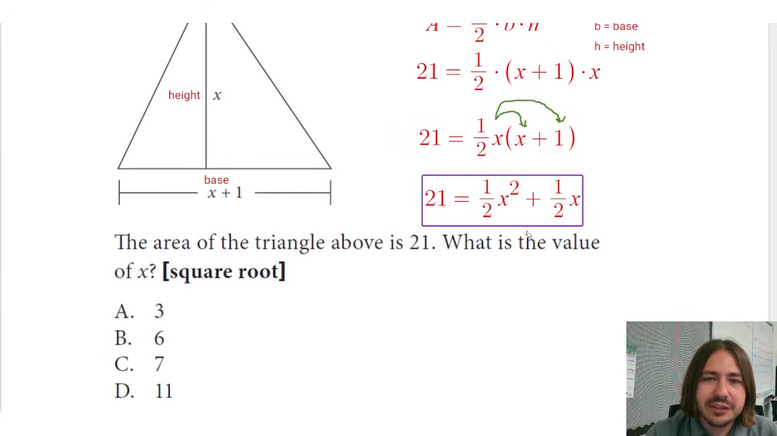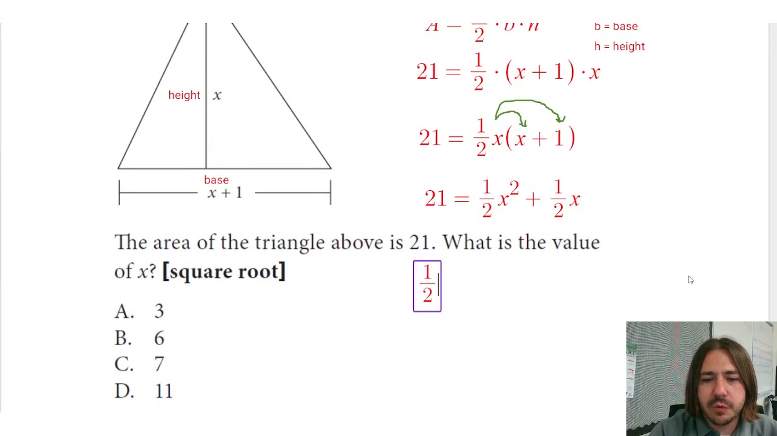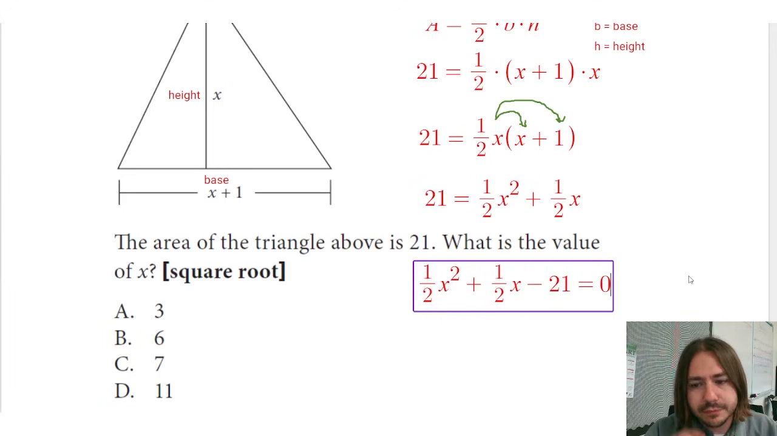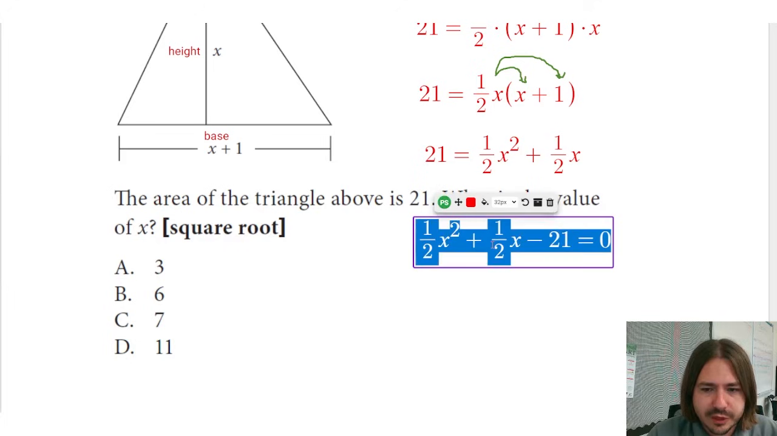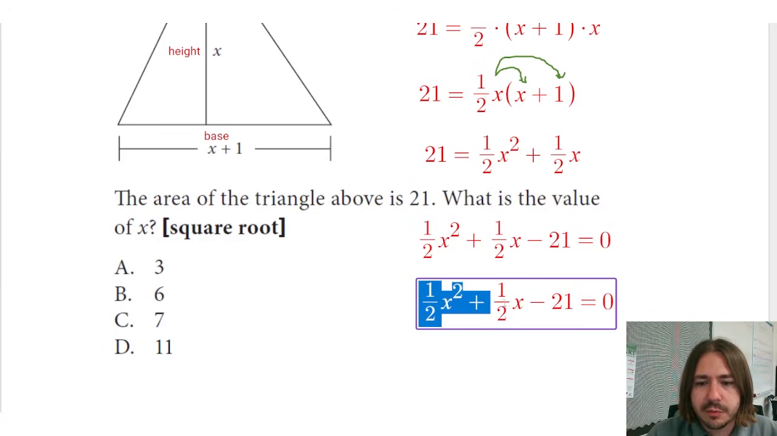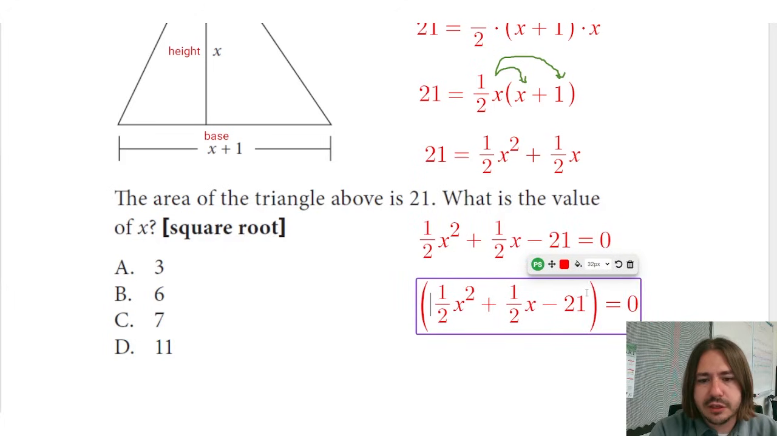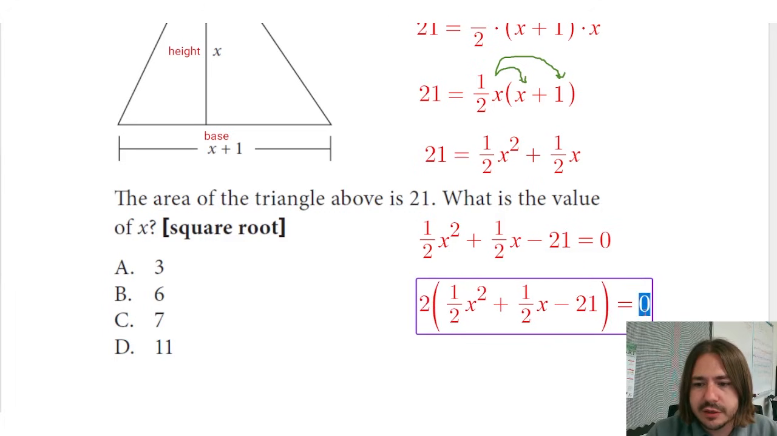In order to solve this, I do need it to be 0, so I'm going to subtract that 21 from both sides. That's going to leave me with 1/2 x squared plus 1/2 x minus 21 equals 0. Now the fractions I'm going to try to get rid of. It's kind of annoying to have those fractions in there, and factoring will be way easier without them. So I'm going to multiply both sides by 2. Just to show you what I'm doing here, I'm going to multiply this side by 2 and this side by 2. I'm allowed to do that because I'm doing it to both sides.